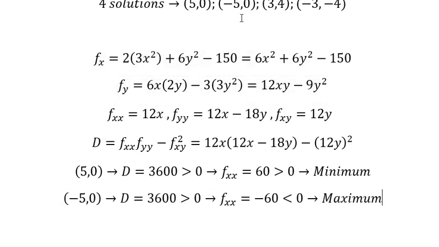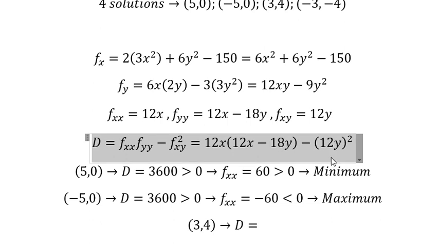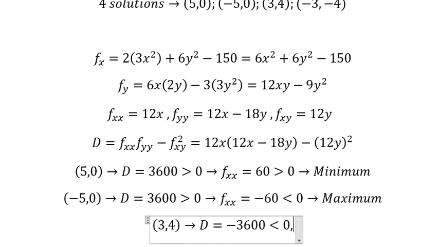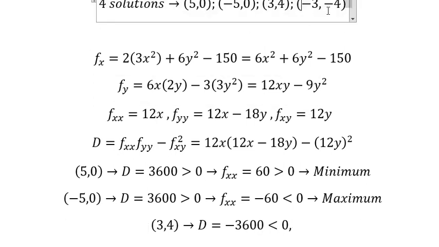The next one, 3, 4. We put the value inside D in here. So we have negative 3,600. This is smaller than number 0, and this is similar for the points in here.